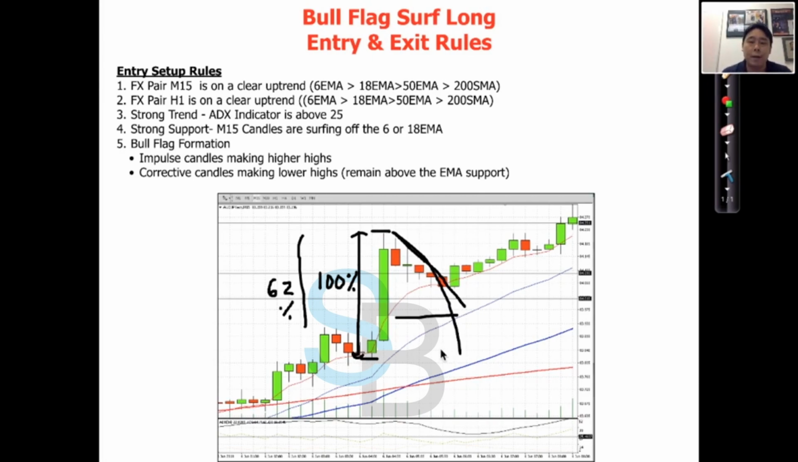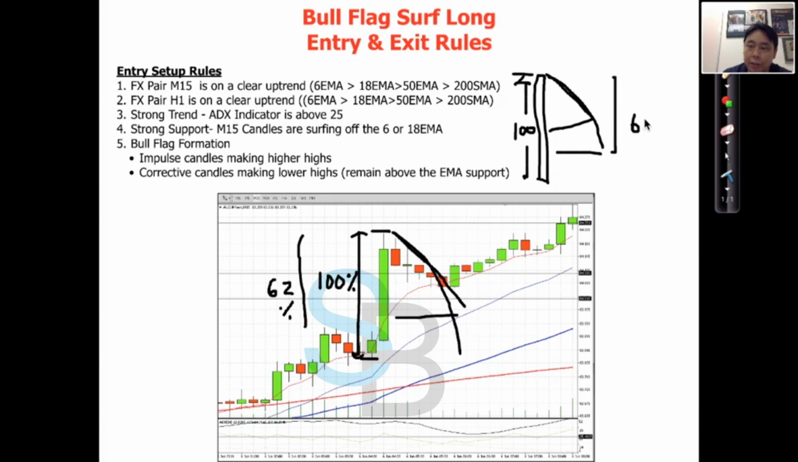That's not a good bull flag. I want to see that. Okay, let me draw. This is a flag, right? It's a flagpole. This comes with a flag, right? So if you think of this flagpole to be 100%, okay, I want to see that the corrective candles retrace to a maximum of like 60% or 62%. Okay, before going higher. If it goes more than 62%, not that great. All right, that's my favorite. I like 62%.